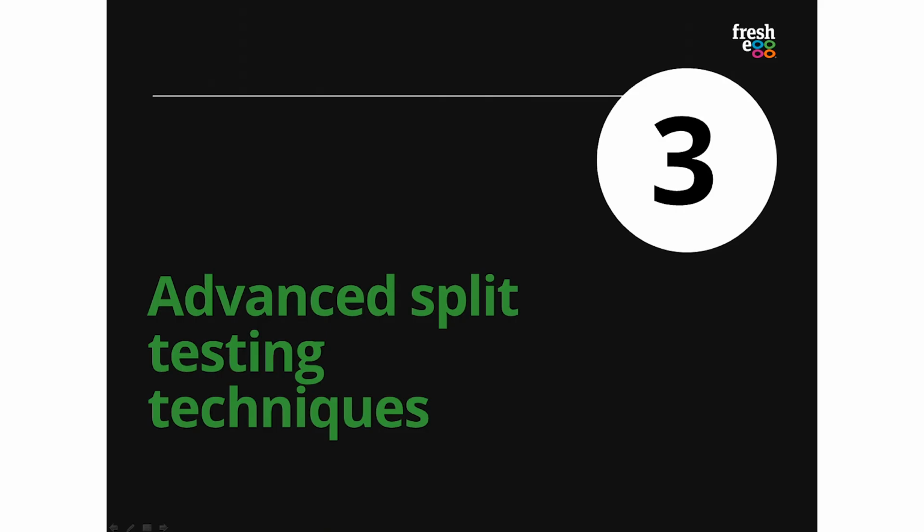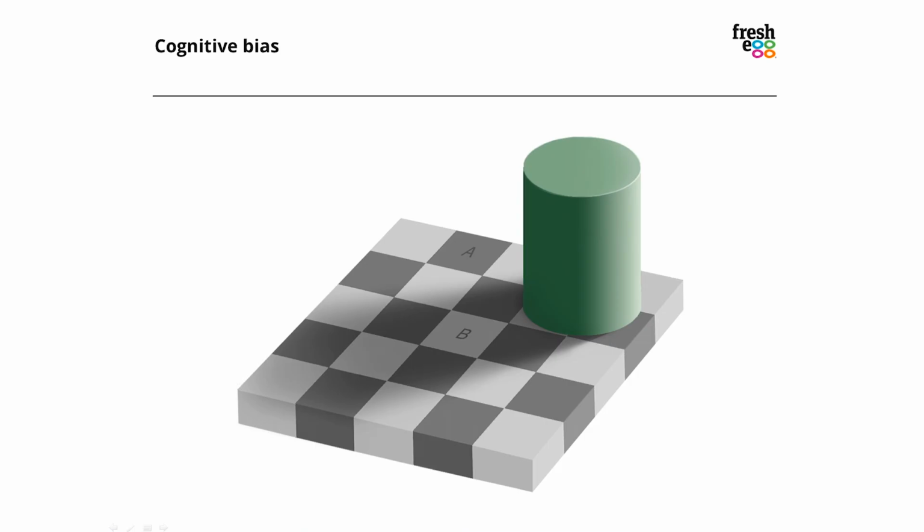In this, our third video of our CRO training series, we're going to be talking about split testing techniques. It's all very well coming up with ideas for improvements through quantitative and qualitative research. Without testing our assumptions, we run a really high risk of getting it wrong when we try and change things on a website. So take a look at this image here.